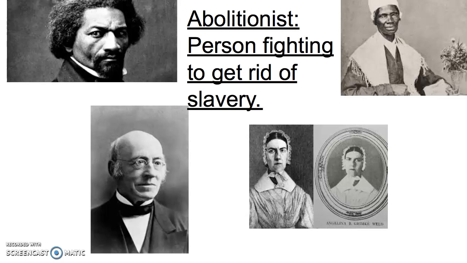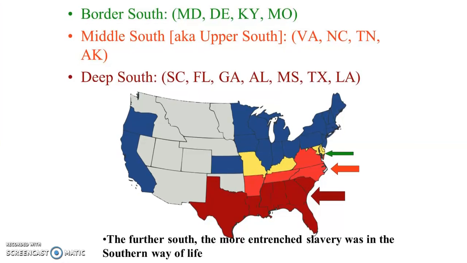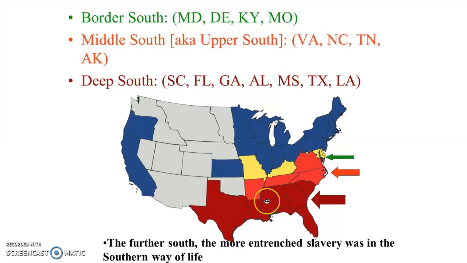You're going to watch part of a video for your Edpuzzle today, and he mentions the Deep South, so I just wanted to explain what that is. So before the Civil War, we have free states, we have these gray territories, we have border states that are yellow, these lighter red states we call the Middle South, and we have the Deep South, which was really entrenched in slavery at the time.